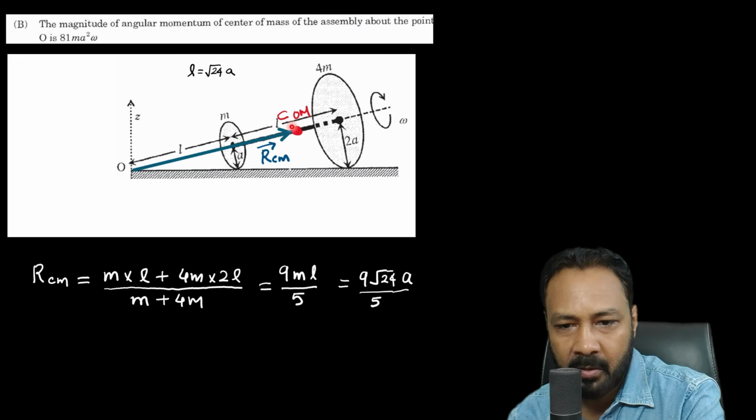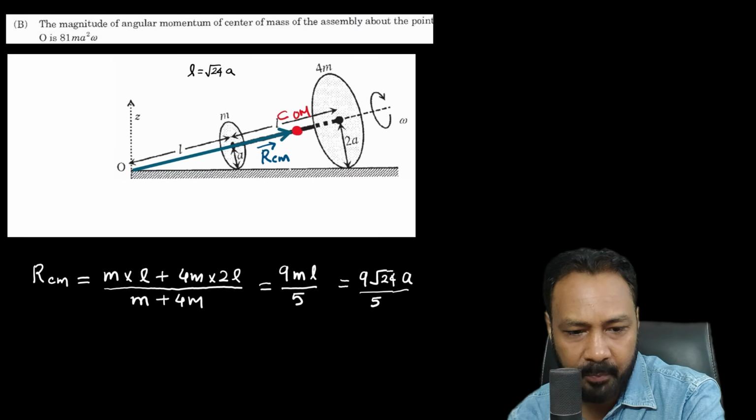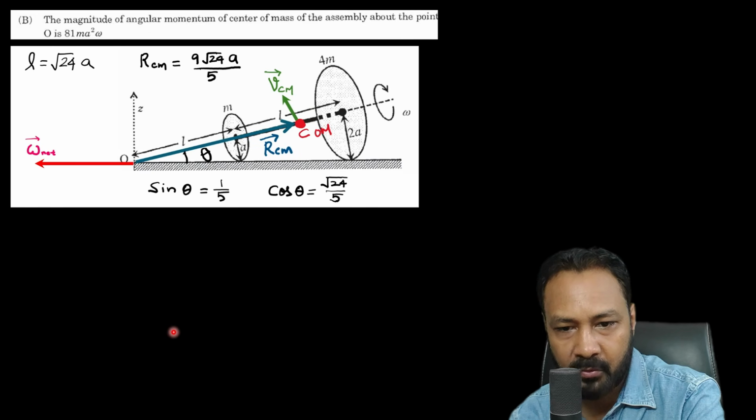All right. So the center of mass is located, and now we want to find out the velocity of the center of mass. So L was given, RCM we have located, and see, this is the IAR.